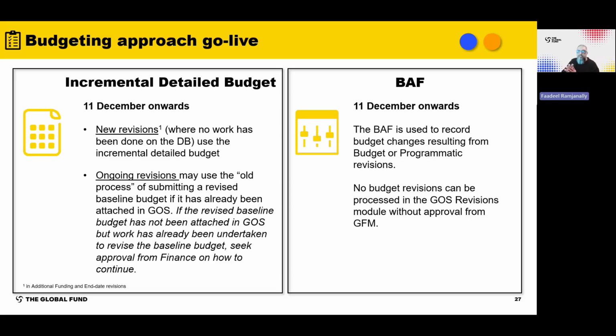If you have to retain something from this, there are two forms now which are applicable for revision. One is applied in the case of additional or reduced funding, which is the incremental detailed budget form. The second one is when you process material or non-material budget revisions. These are the ones where there's no change in the total budget amount, only changes in the different categories of the three tables. This is where you will be using the BAF.